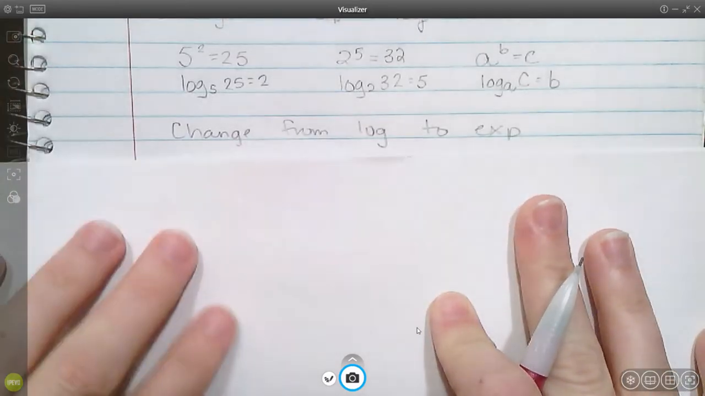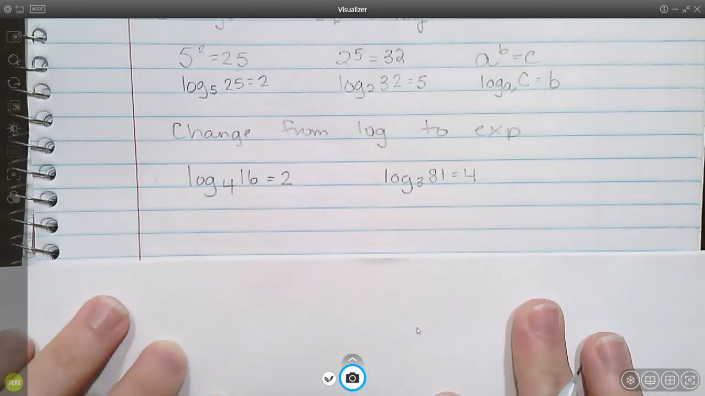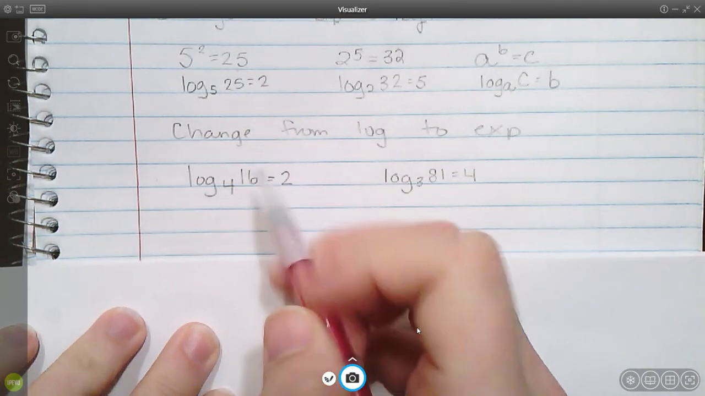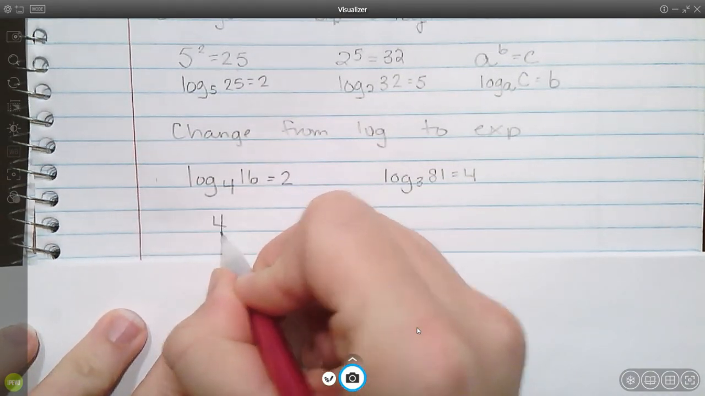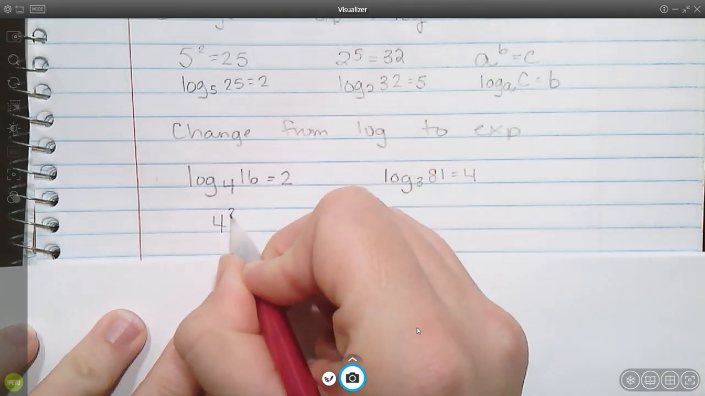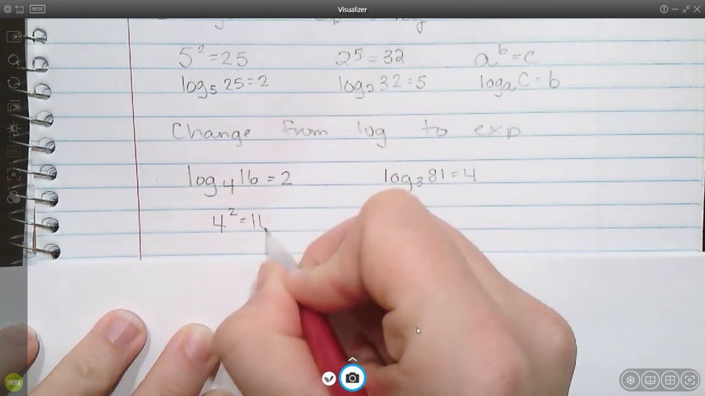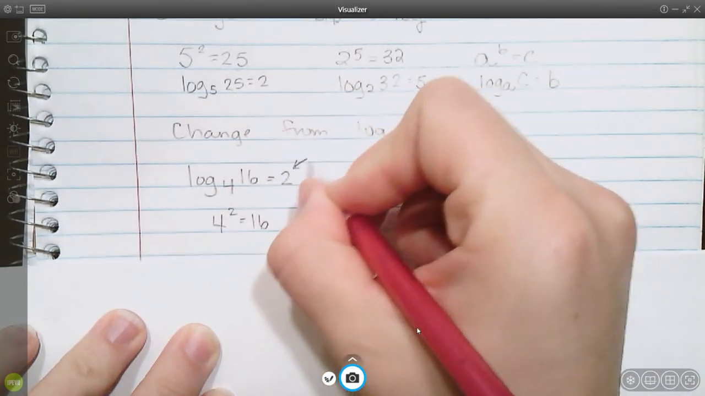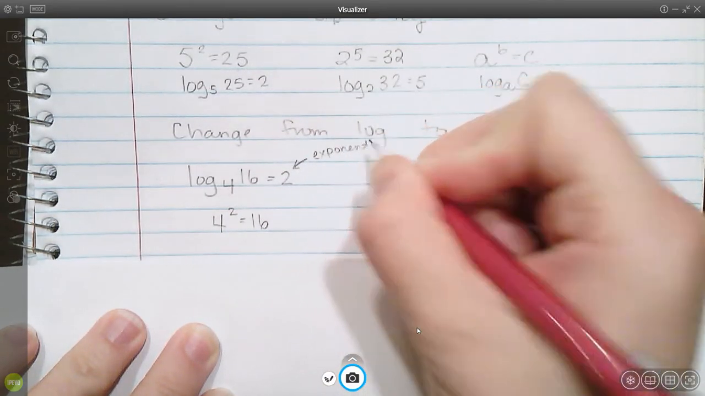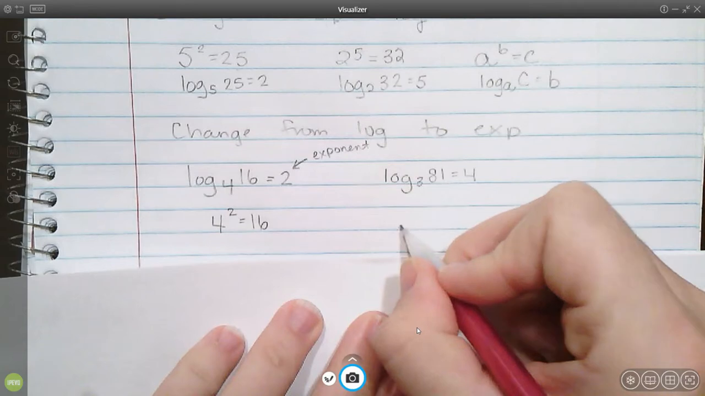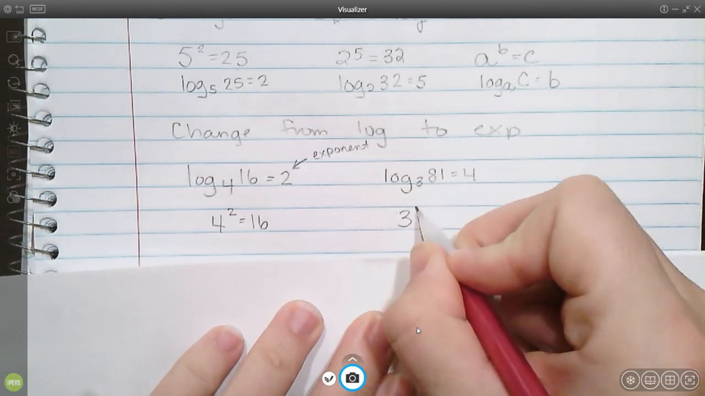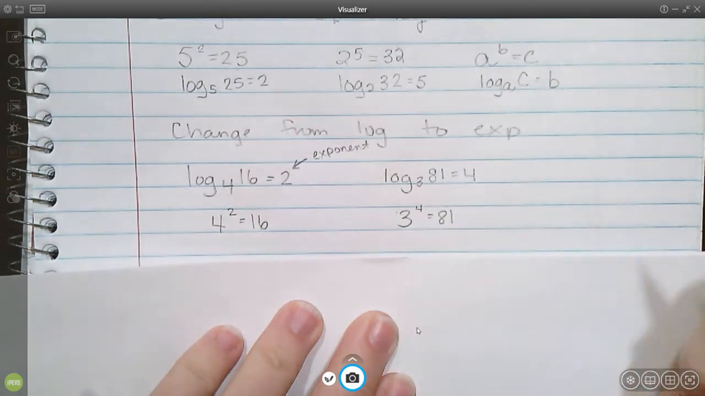Okay, and then if you're changing from logarithm to exponential, so we have log base 4 of 16. So you have 4. This thing, your answer, is always your exponent. 4 squared equals 16. So I'm just going to write here that this is always your exponent. So over here we have 3 to the power of 4 equals 81.